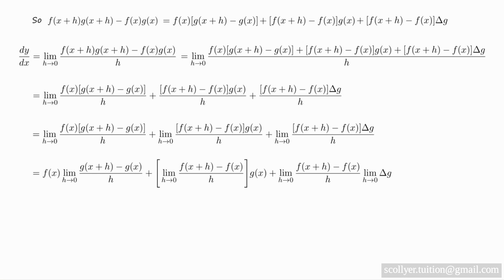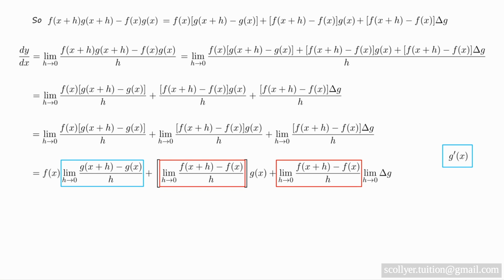And now we note that the limit as h tends to 0 of g of x plus h minus g of x over h is in fact g dashed of x. And similarly, we note that the limit as h tends to 0 of f of x plus h minus f of x over h is f dashed of x. And so our expression reduces to f of x times g dashed of x plus f dashed of x times g of x plus f dashed of x times the limit as h tends to 0 of delta g.